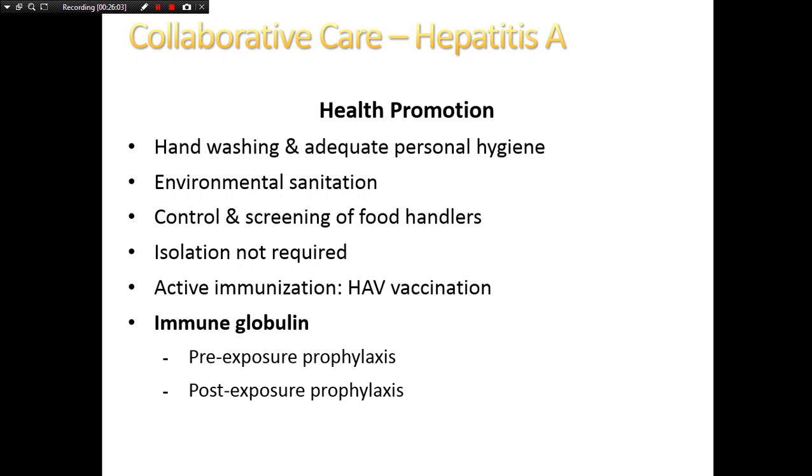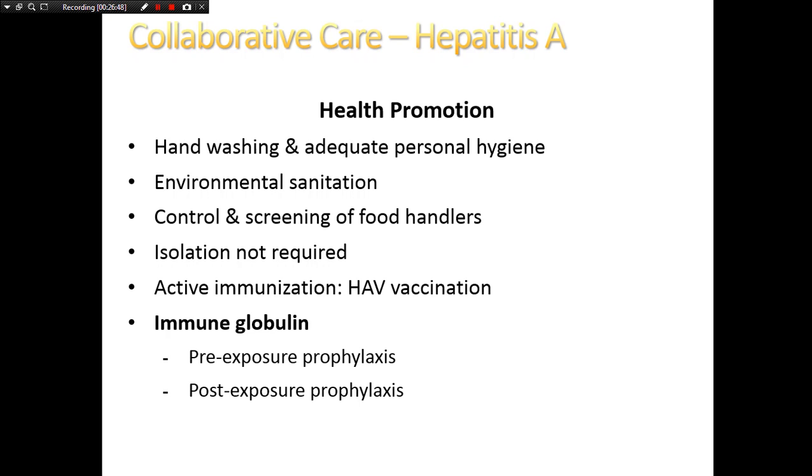So some health promotion activities that we can do for hepatitis A. Obviously, I would remember this because it's fecal-oral route transmission, so hand washing, adequate hand washing, and adequate personal hygiene. Different places, like if you're going out of the country or maybe to a shady restaurant, making sure that there's proper environmental sanitation. Making sure we've got adequate control and screening of food handlers. Patients who have hepatitis A don't need to be in isolation unless they're incontinent of stool.